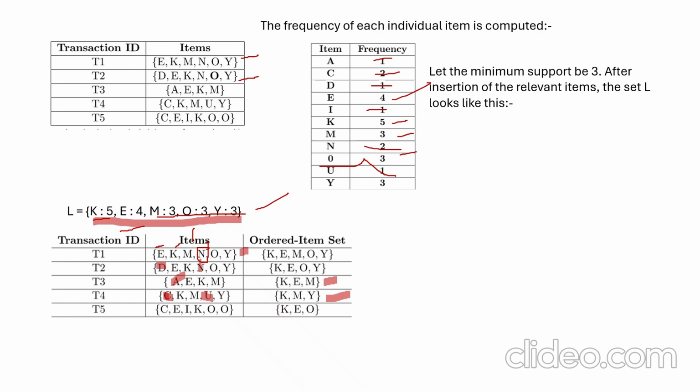So what will happen? C is not having the minimum support count, and then E is having the minimum support count. I is not having the minimum support count, and then K is having the minimum support count. O is having the minimum support count. So when you consider, it will be K, E, and O. So now this is our final data set that we are going to take.